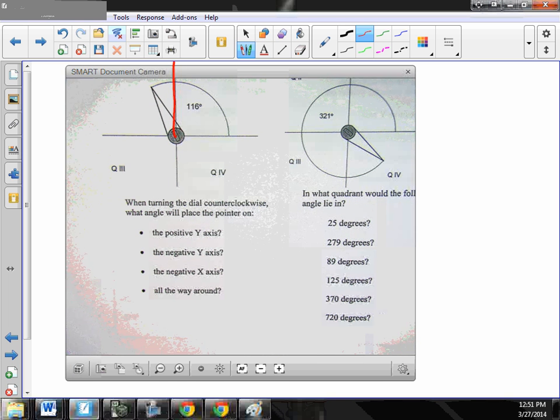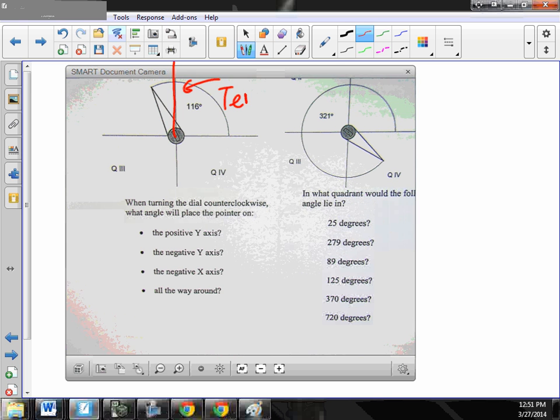Well, you have to have the graph. You have to have the graph. And then that's a 90-degree angle. This side is called the terminal side. What does terminal mean?